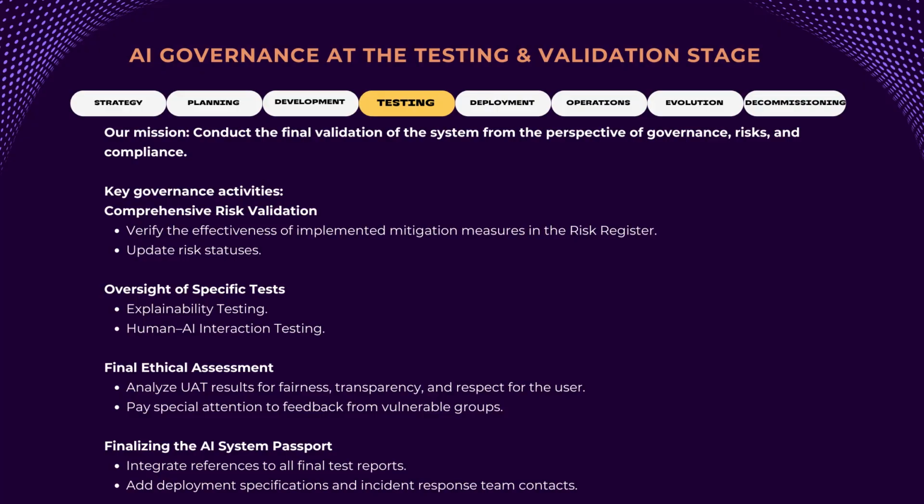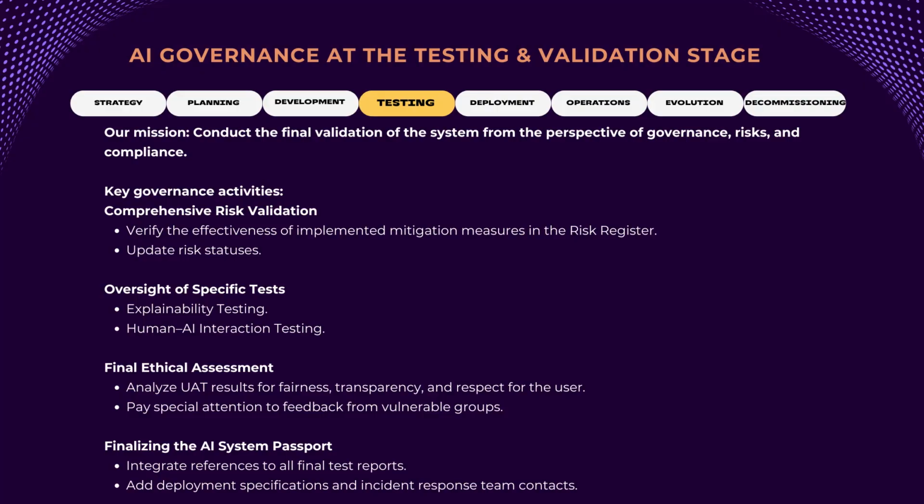First, we carry out comprehensive risk validation. We take our risk register and go through every item, especially those with high and critical levels. Our task is to verify that implemented mitigations are indeed effective. We update risk statuses in the register. Second, we initiate and control testing against governance-specific requirements, checks that often get overlooked at this stage.